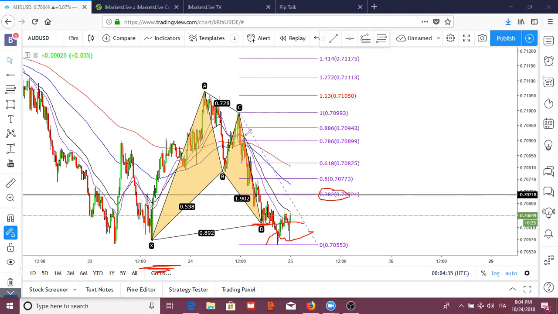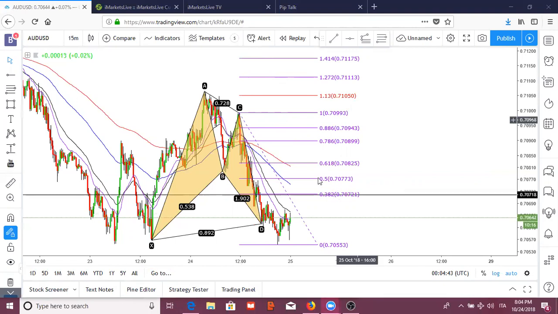Who can tell me what pattern this is right here that we're looking at? Who can tell me what pattern that is? Nice.